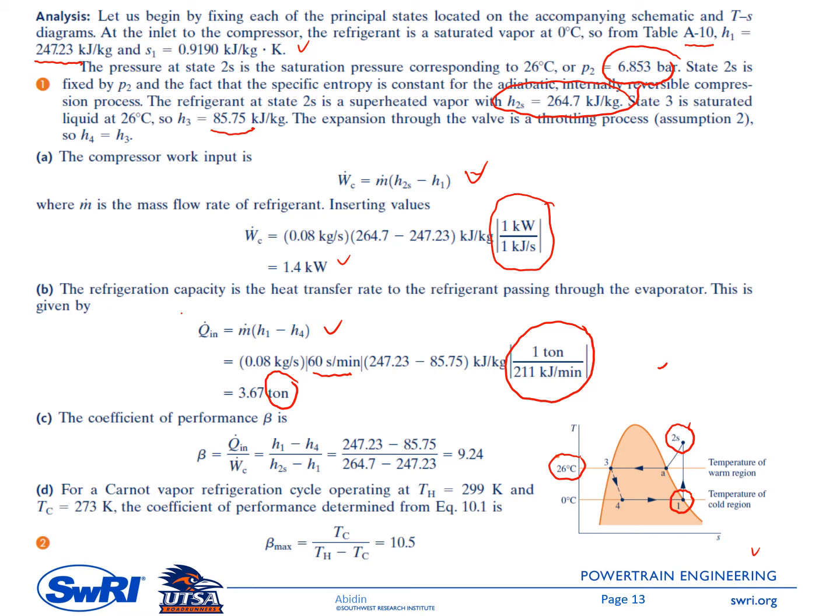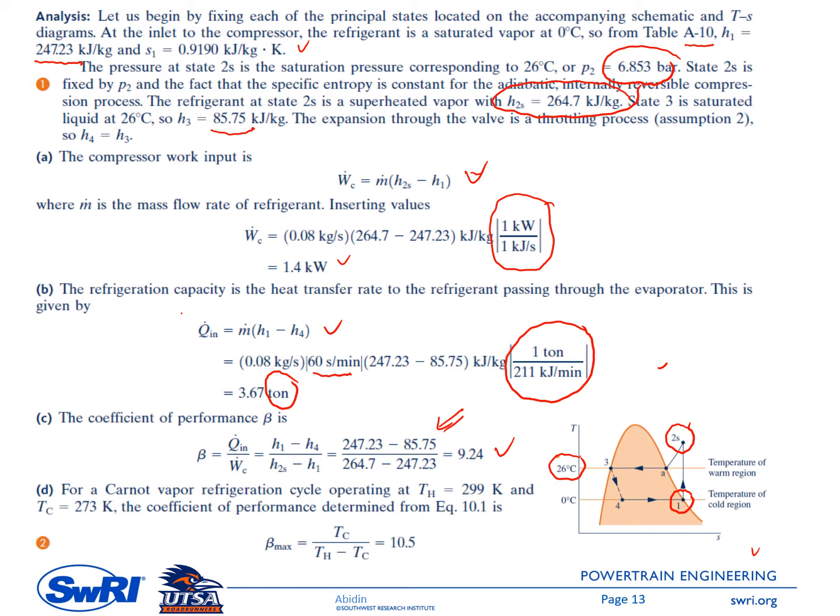The next one is the coefficient of performance, or beta. Beta here is Q dot in over W dot C. Q dot in is (H1 minus H4) times m dot, but we don't show m dot here because it cancels out between the numerator and the denominator. And W dot C here is H2s minus H1. You have all the numbers here, you just plug them into this equation, and you will get a beta of 9.24.